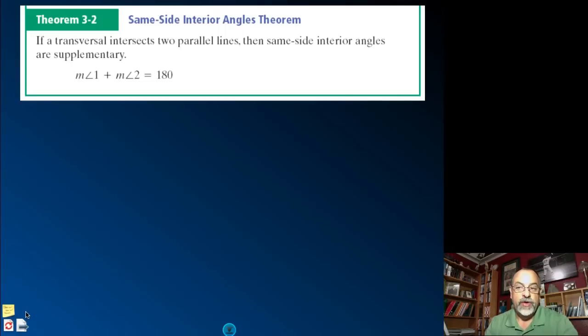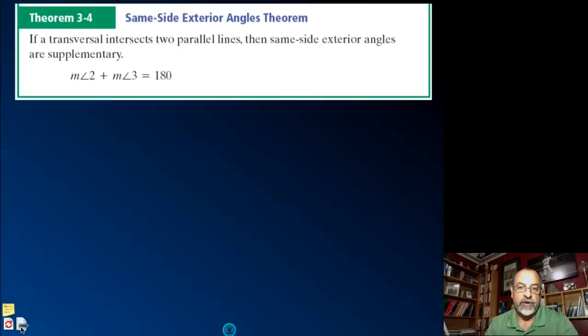If they are, we have 5 new relationships which allow us to write 5 equations as we look at our diagram. The corresponding angle pairs are congruent. The alternate interior angle pairs are congruent. The alternate exterior angle pairs are congruent. So those are all one angle equals another. The same side interior angles are supplementary, so two angles added together equal 180, and the same side exteriors are supplementary, meaning you add the two together and they equal 180 degrees.